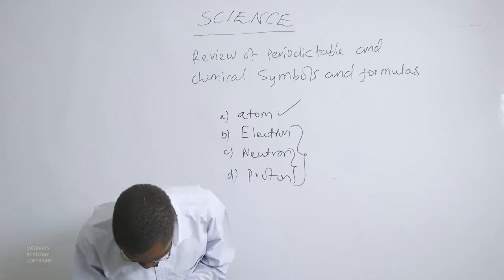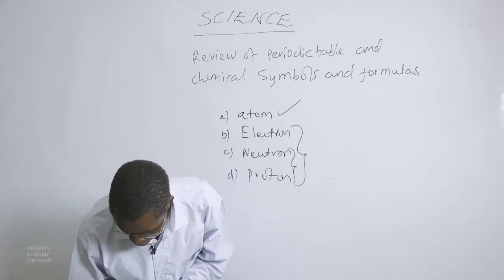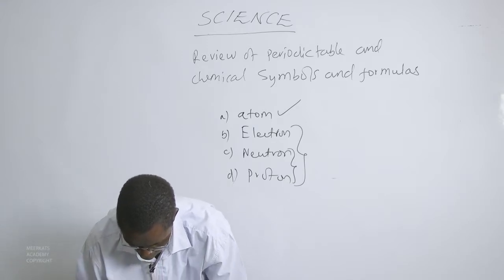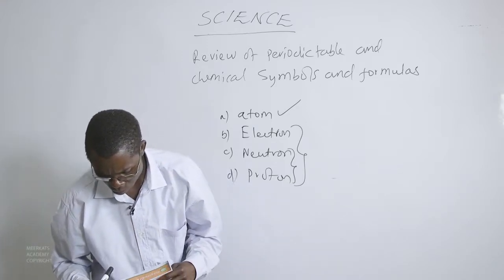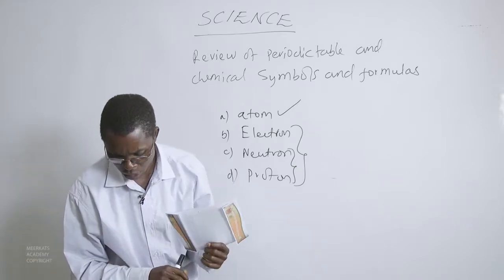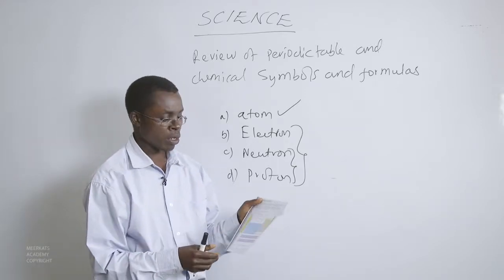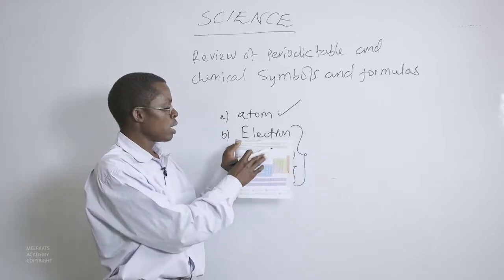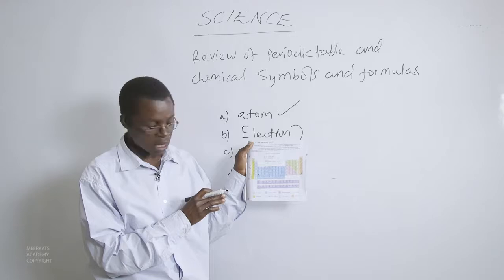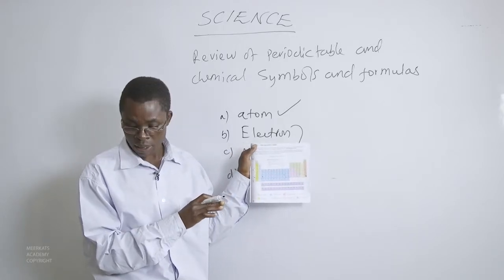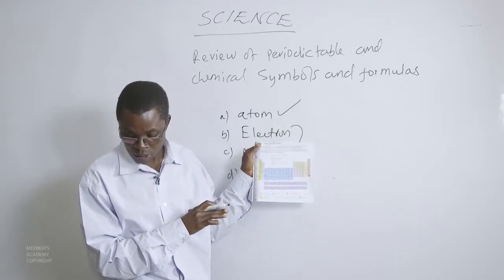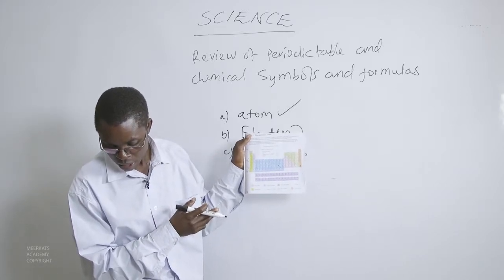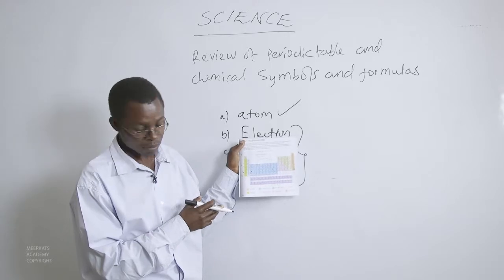The next question is to do with the periodic table. In which region will you find non-metallic elements? So if you are given this periodic table without the elements written in it, they have just given colors. And the question you get is, in which region will you find non-metallic elements?